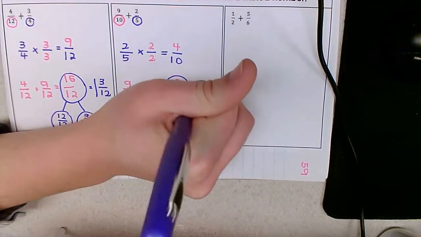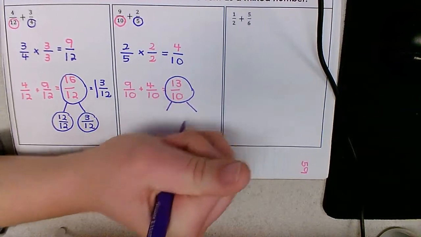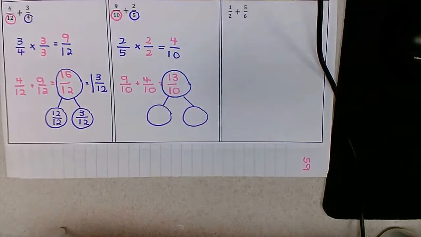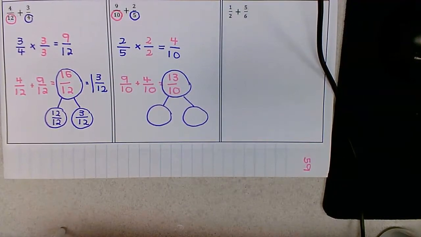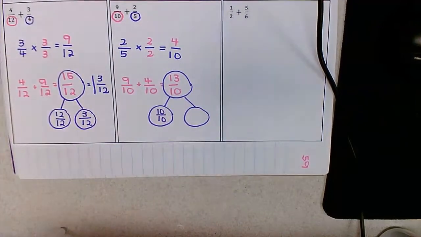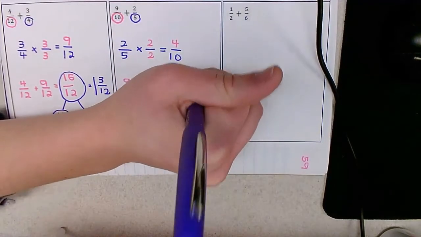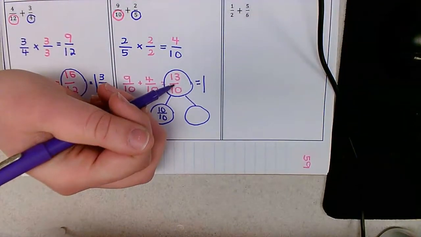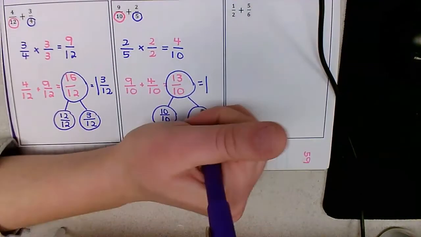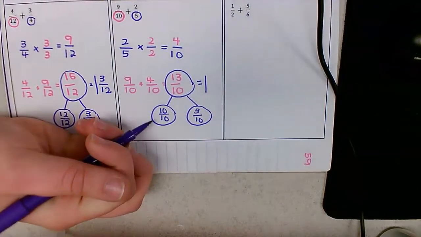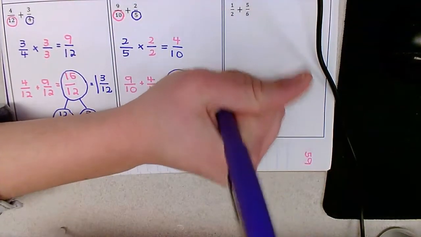Let's decompose that. I'm going to take out 1 whole, 10/10. And that will be the 1 whole in my mixed number. 13/10, take away 10/10, leaves me with 3/10. So my mixed number would be 1 and 3/10.